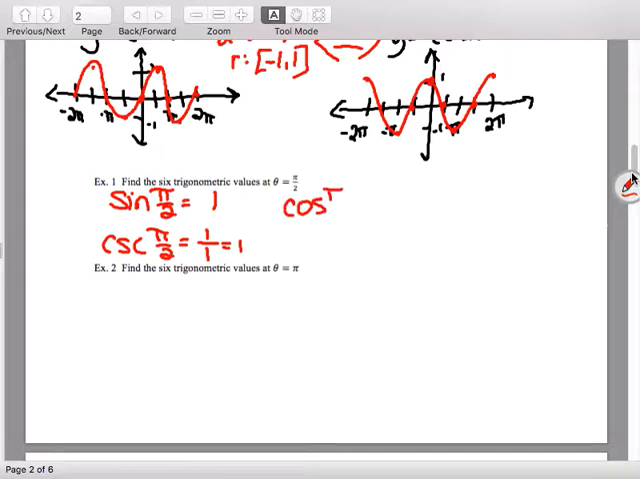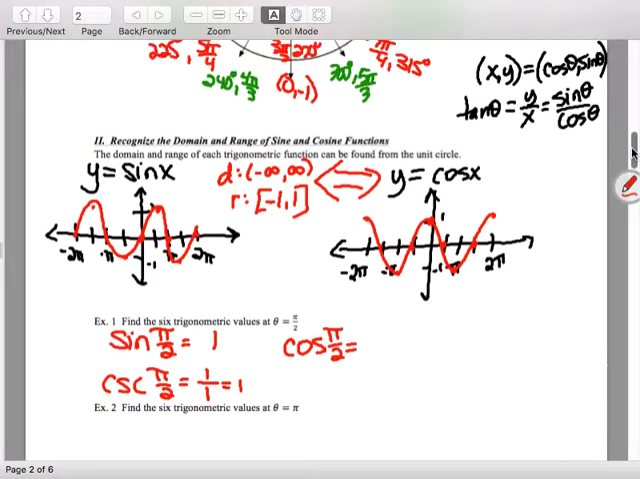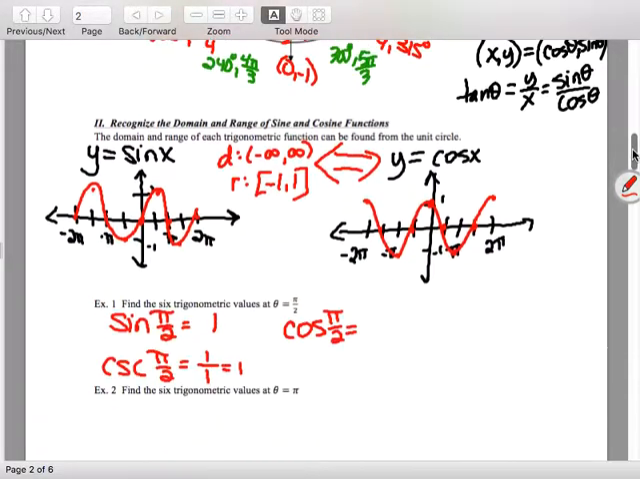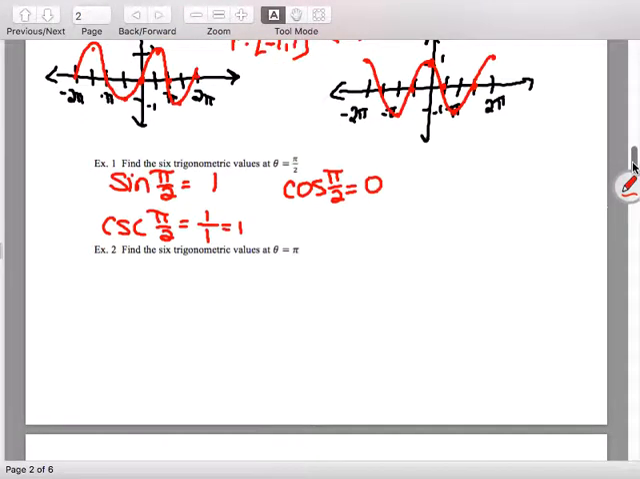The cosine of pi over 2, just in case I'm losing somebody here, let's go back up here. Here's pi over 2, guys, and the reason why I said write this down: the x values are cosine of the angle rotation, the y values are the sine of that angle rotation. So the cosine of pi over 2 would be 0. Then the reciprocal, secant, is 1 over 0, which is undefined.